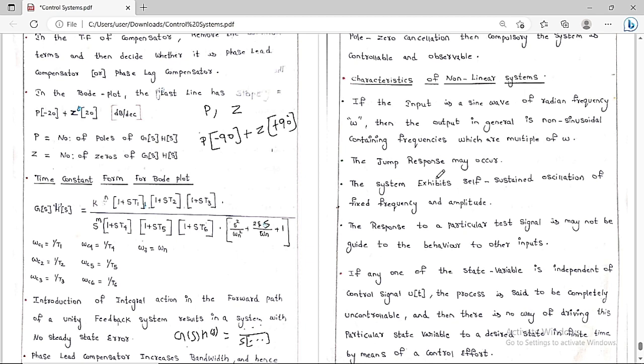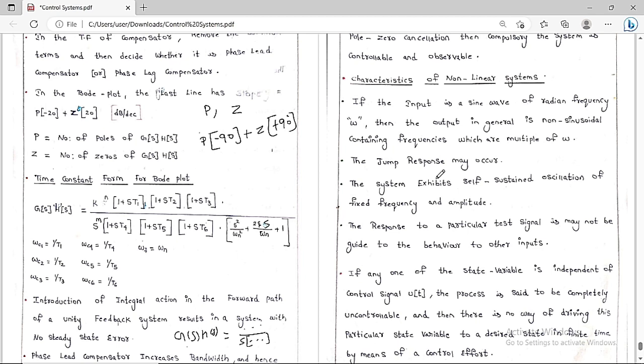I have already told you the difference between a linear system and a non-linear system. In the case of linear systems, if you give an input signal of frequency omega, then the output signal also has the same frequency omega. Only the magnitude and phase angle change, but the frequency is the same. Whereas for non-linear systems, if the input has frequency omega, then the output will have frequencies omega, 2 omega, 3 omega, and so on.